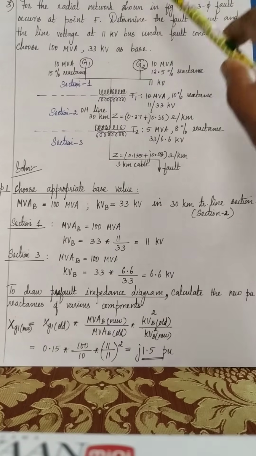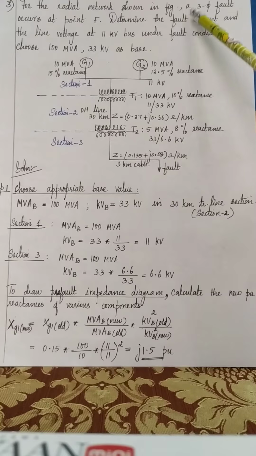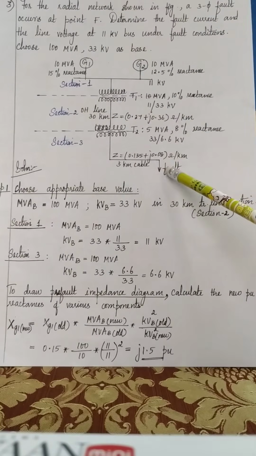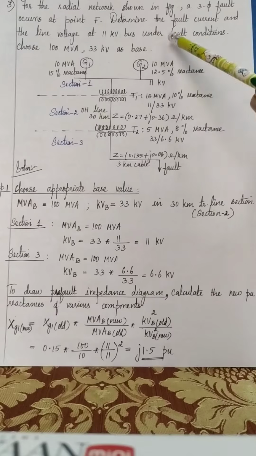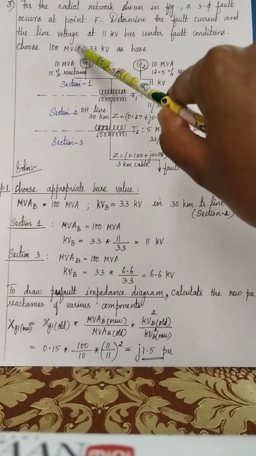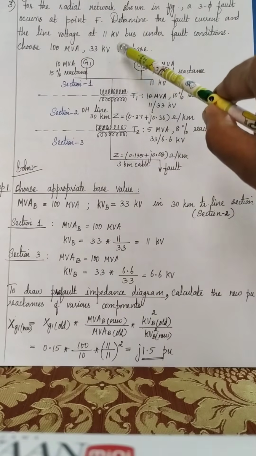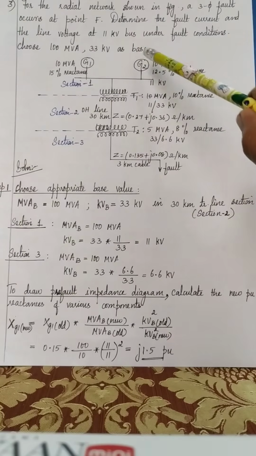Problem 3. For the radial network shown in the figure, a three-phase fault occurs at point F. Determine the fault current and the line voltage at the 11 kV bus under fault condition. Choose 100 MVA, 33 kV as base.